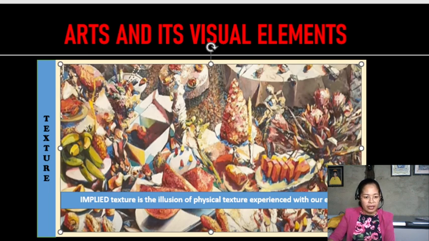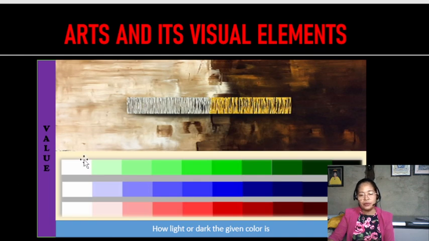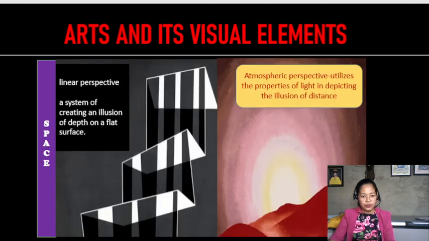Okay, and we go to the value. Values are best understood when visualized as a scale or gradient from dark to light. This is just how light or how dark the given color is, the value of your color. Okay, and we go to space. It's all about creating a system of shapes and lines that overlap and recede, making it look like the subject is in a 3D world.